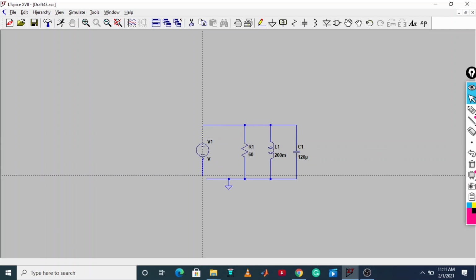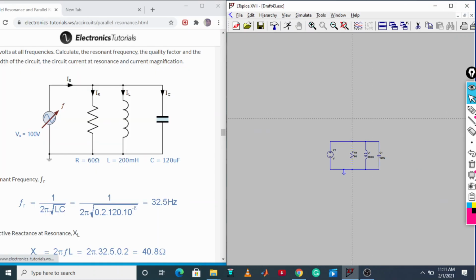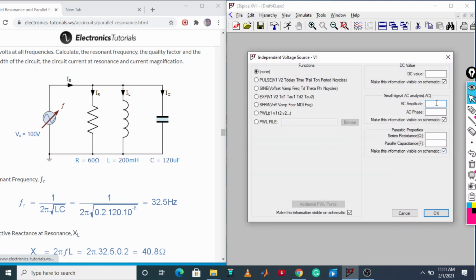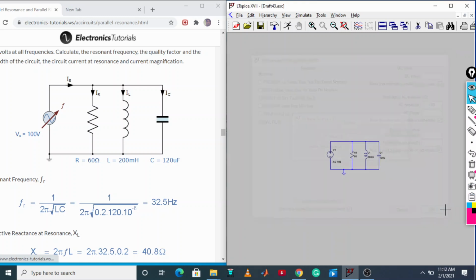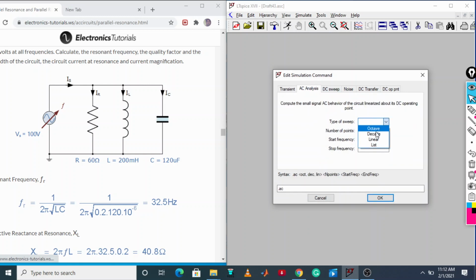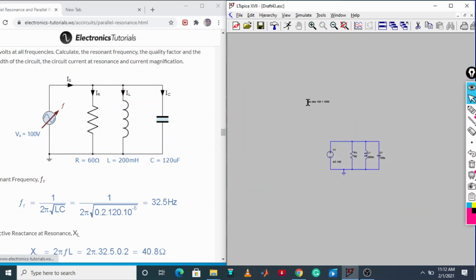Now I need to find out the resonance frequency. For that, I am going to supply an AC voltage of 100. Go to advanced option. Here you will get AC amplitude, just write 100, you will get AC 100. Now simulate, edit simulate, go to AC analysis. Type of sweep must be decade because we are going to draw the Bode plot. Number of points per decade we are giving 100, start frequency we are giving 1, and stop frequency we are giving 1k. Now this is done.